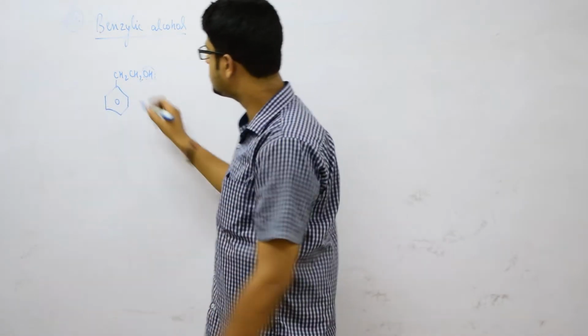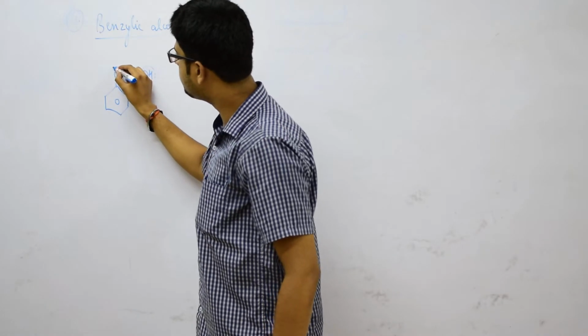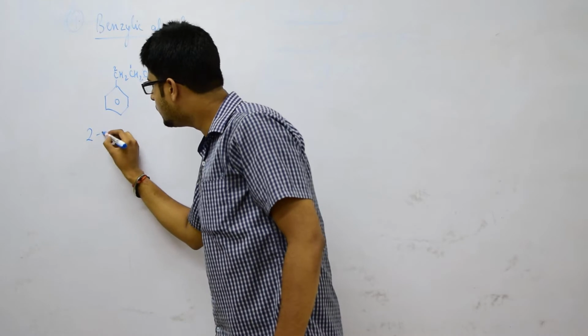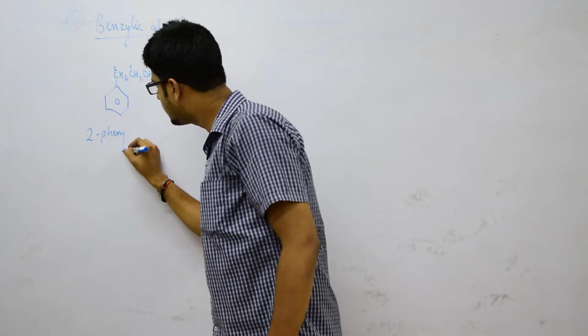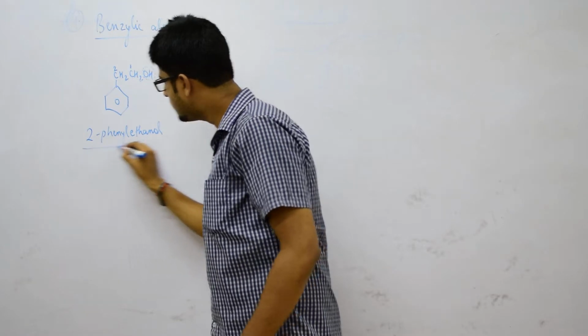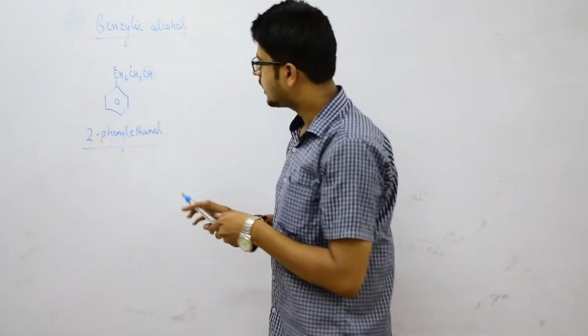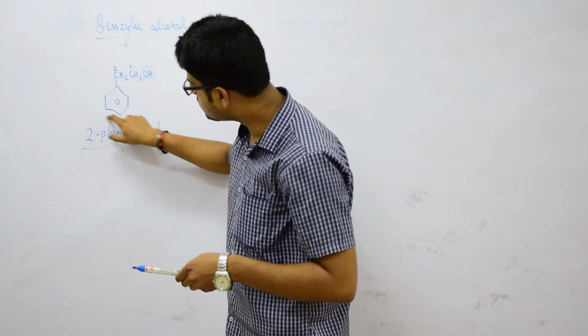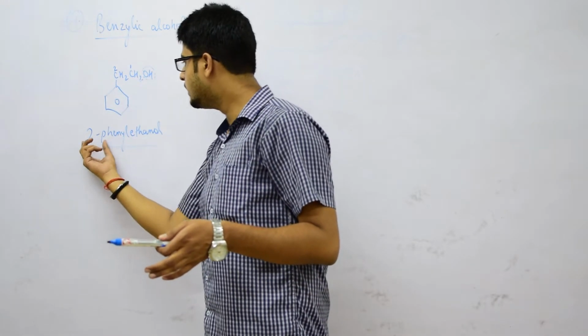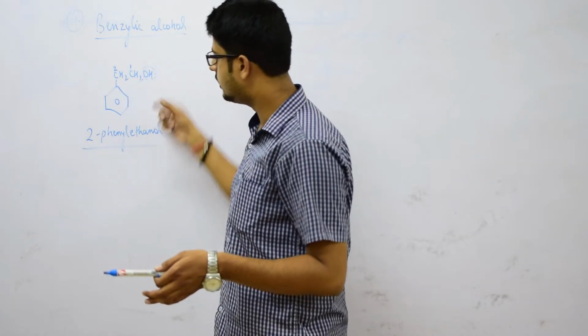So according to IUPAC nomenclature, this is our first carbon atom, this is the second carbon atom. So its IUPAC name would be 2-phenyl ethanol, because it is attached to the side chain. According to IUPAC nomenclature, this phenyl group acts as a substituent group. So its name would be 2-phenyl, and this is the alcoholic group, ethanol.